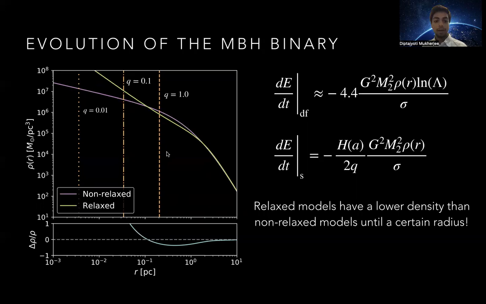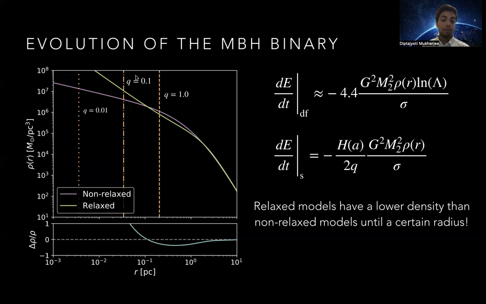In 2012, this was investigated, and it was found that because of the segregation of these heavier BH particles closer to the massive black hole, they dynamically heat up the MS particles, or the lower mass particles, leading to a lower density in the relaxed models, thereby leading to a more inefficient dynamical friction phase for the Q equals 1.0 scenario in the relaxed models.